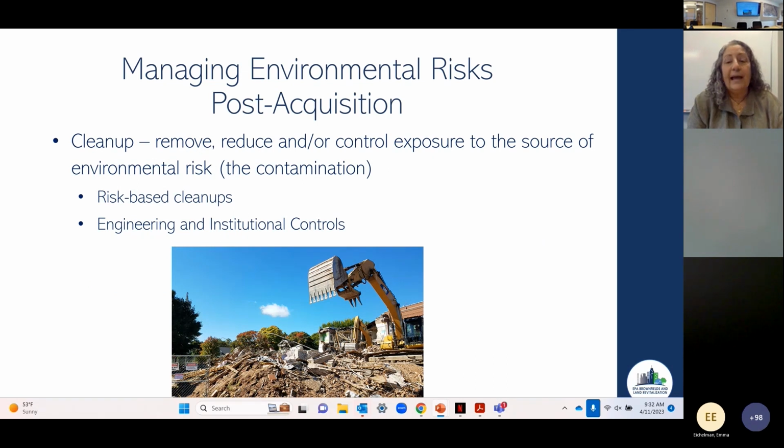So let's say you've done all of that and you've bought yourself a handsome brownfield site, and now you want to make sure that you're managing your risks after you own it. We have found there's a few really great ways to manage risk, and the best way is cleanup. Whatever is the source of that risk, either remove it or control the exposure. Controlling the exposure is obviously a risk-based cleanup, that you clean up to a standard that is appropriate for the reuse, or that you put engineering or institutional controls in place to control exposure.